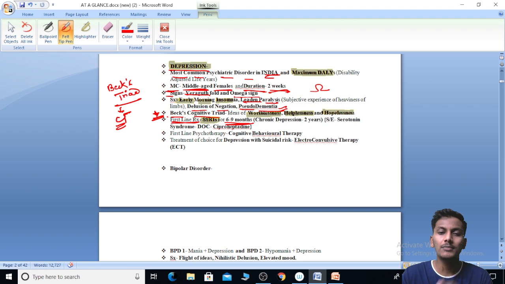The duration of treatment is a minimum of 6 to 9 months. Please remember, whereas in cases of chronic depression, when the depression is longer lasting, the minimum duration of treatment is 2 years. Chronic depression, 2 years. Yaad rakhna.